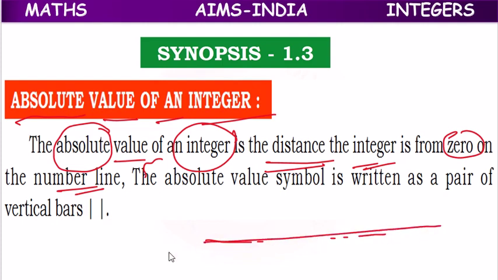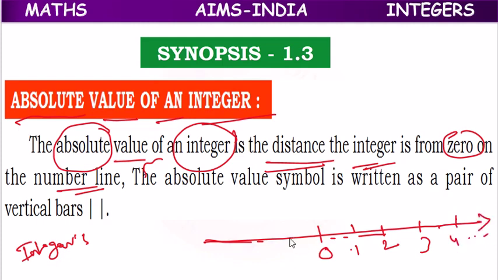On the integer number line, in the middle we will be having 0. On the right hand side we will be having positive values like 1, 2, 3, 4 and so on. And on the left hand side we will be having negative values -1, -2, -3, -4 and so on. Like that we will be having different points on the integer number line which represent different integers.